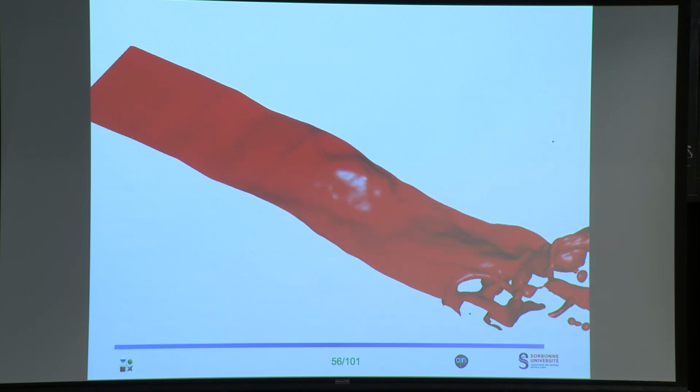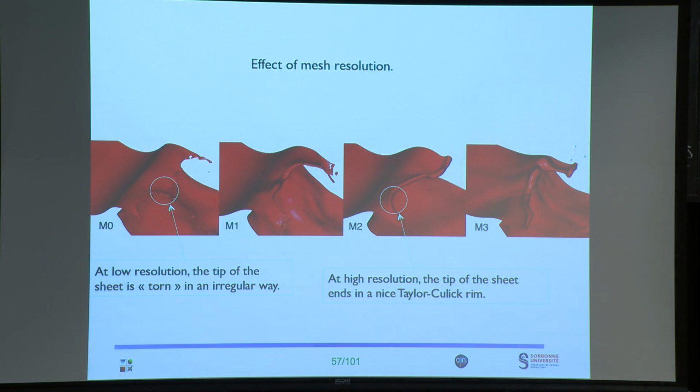And so is this correct? One of the things we want to see is whether there is any convergence as we refine the grid. In this sketch, you can see the effect of grid refinement on the tip of the sheets. The sheets are under-resolved. You see that they have these structures which look like a plastic sheet that has been torn away. But as you refine the grid, you start seeing the Taylor-Kulik rim.